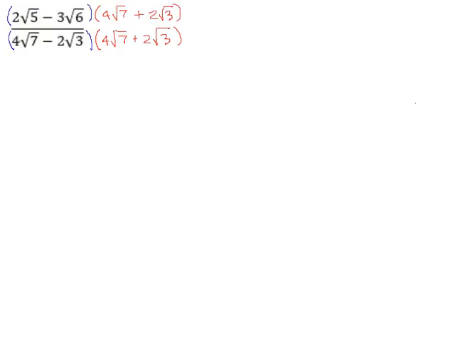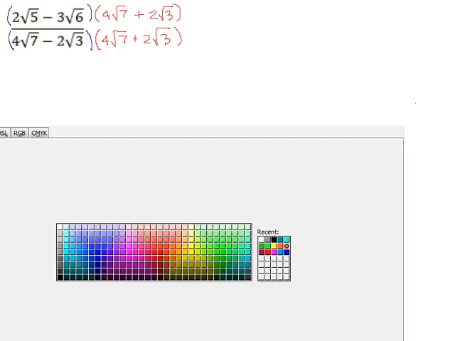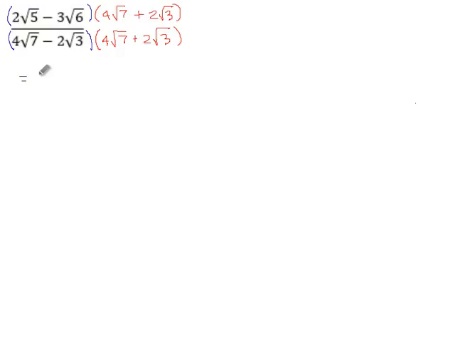Now we have to FOIL both of these, which is going to take all our skill and courage. Let's see how it turns out. Numerator, first we get 8 root 35. Whole number times whole number, then root times root. Outside we get 4 root 15. Inside, minus 12 root 42. And last, minus 6 root 18.